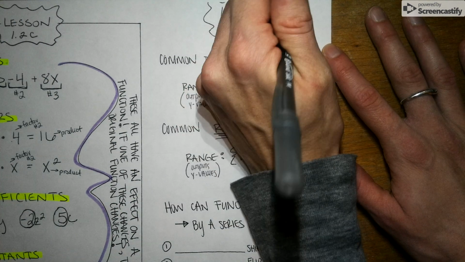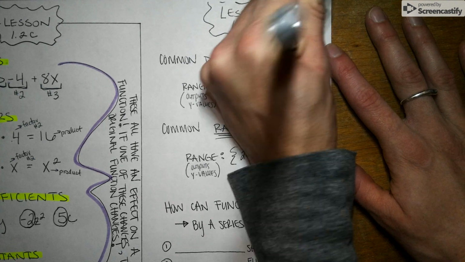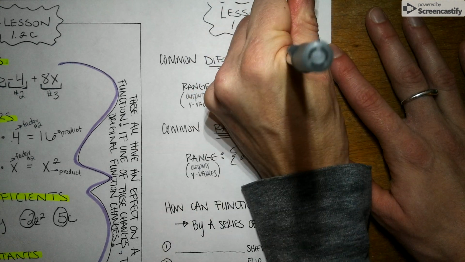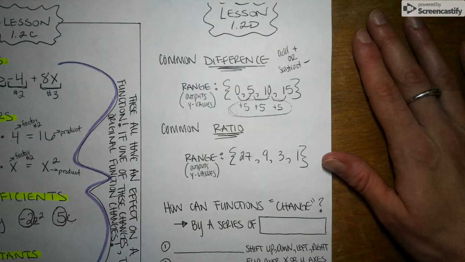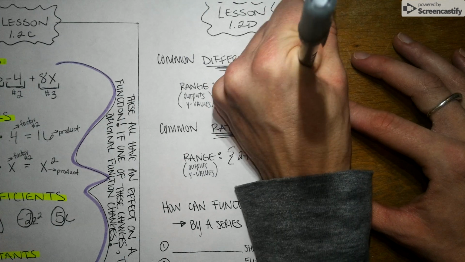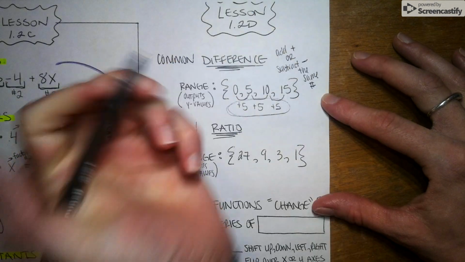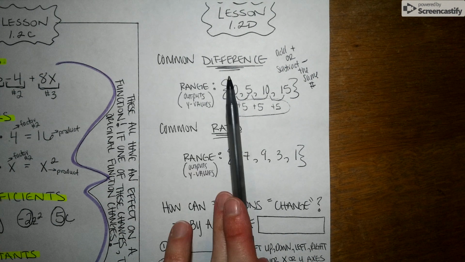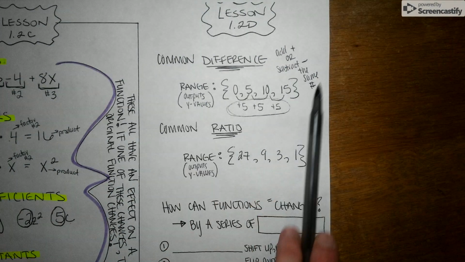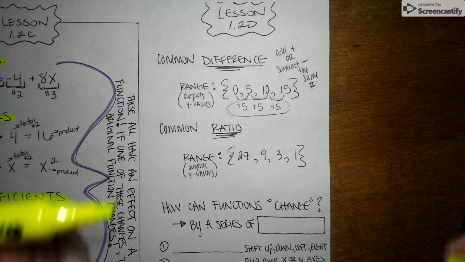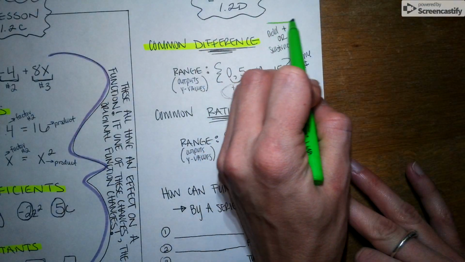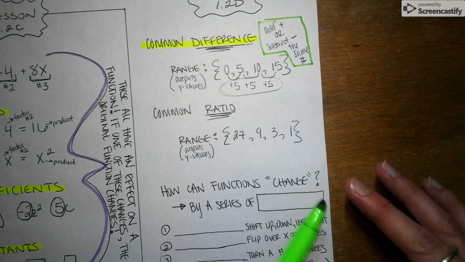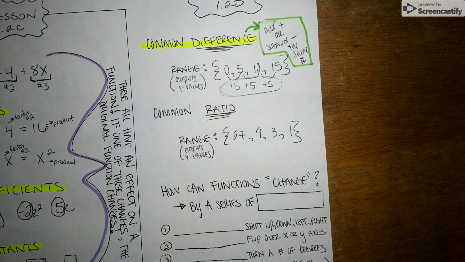So a common difference is when you add, so I'm going to use a plus sign, or subtract, so using a minus sign, the same number. So basically, when you're looking for a common difference, you're looking for a pattern where you add or subtract. So I'm going to highlight the words common difference in yellow because that's an important vocabulary word. And then I'm going to highlight the pattern of adding or subtracting the same number to help me remember that.